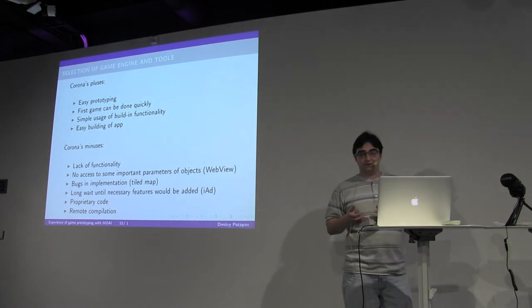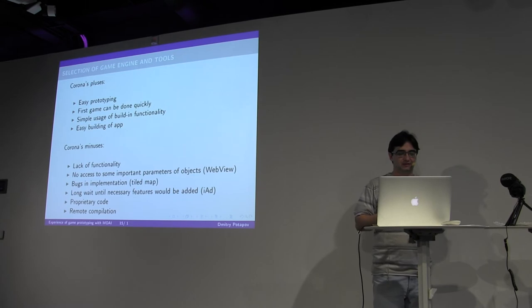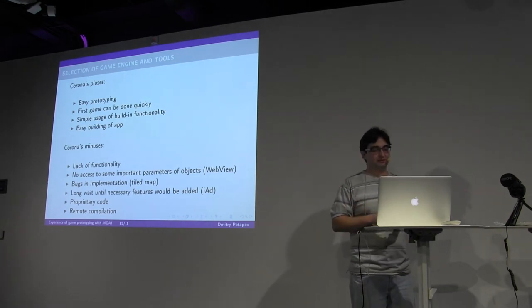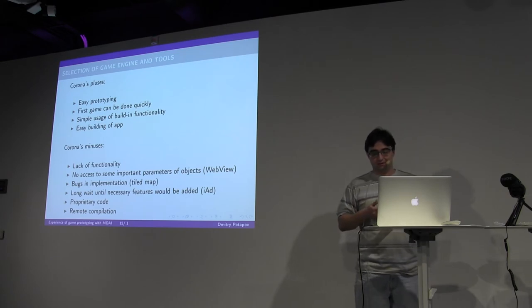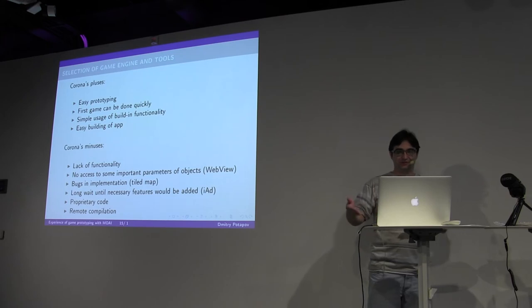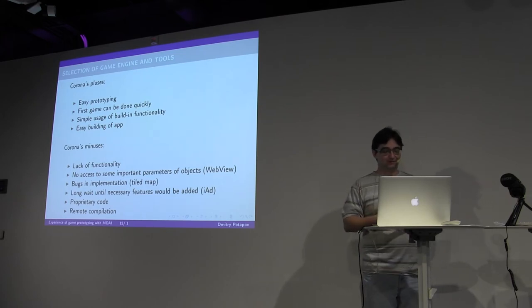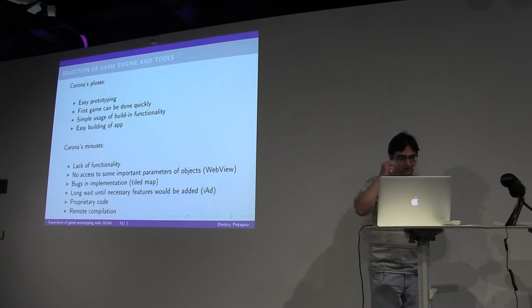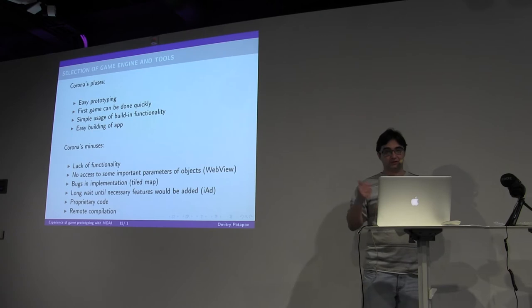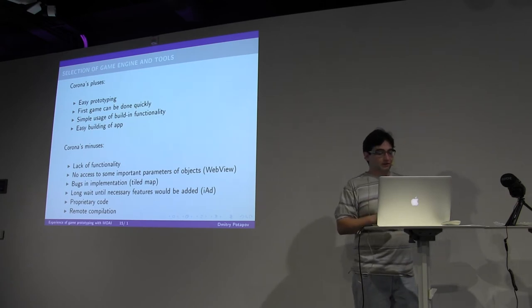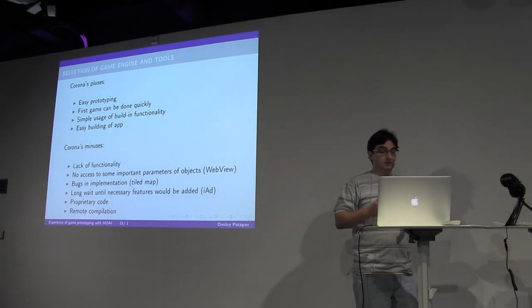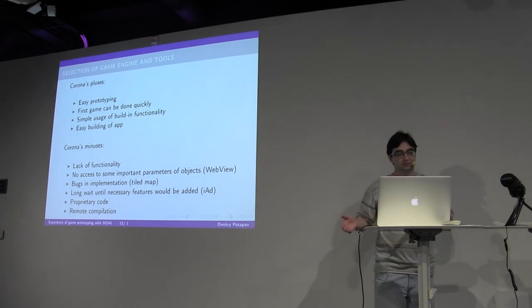But I found a lack of functionality in some places. For example, I tried to make a prototype, making a web view, and run my JavaScript implementation there. But they didn't implement some features of web view, so I couldn't do it the way I wanted. And they also had some bugs. I don't know, maybe they don't have them now, because the last time I looked at Corona was a year ago, maybe a year and a half. And I know there is a kind of delay before they implement the features you want.